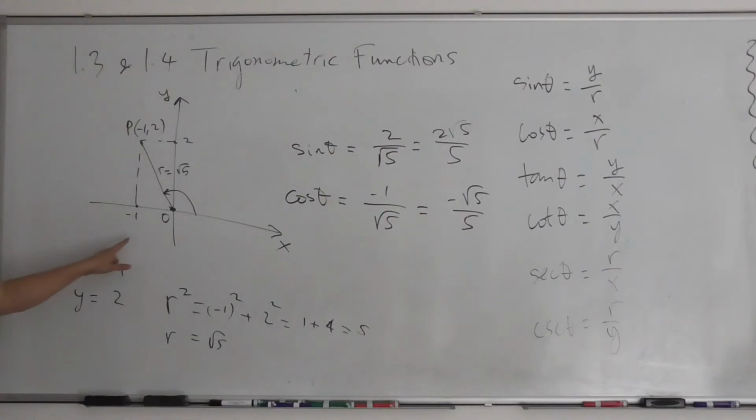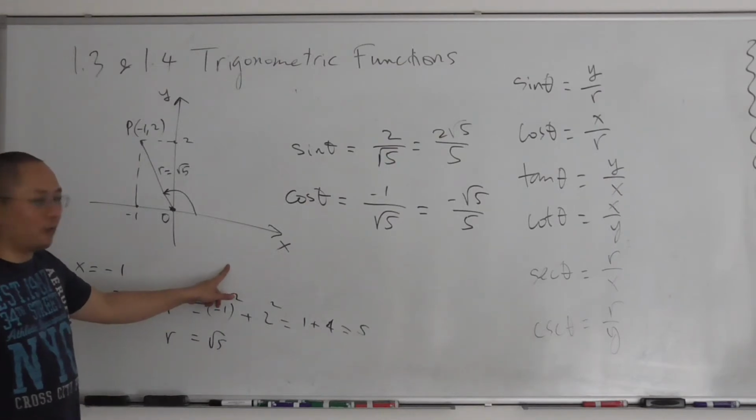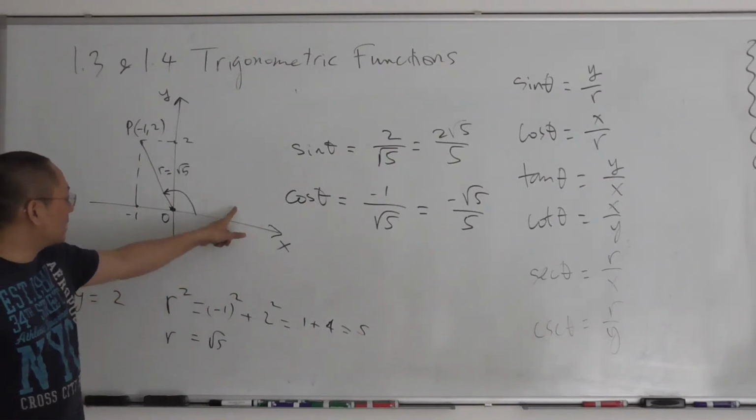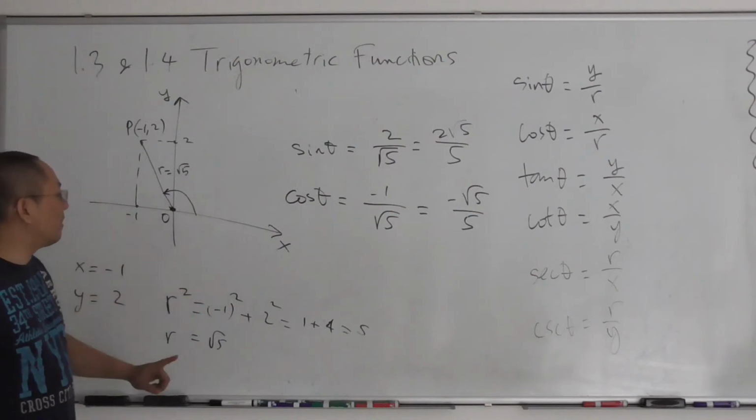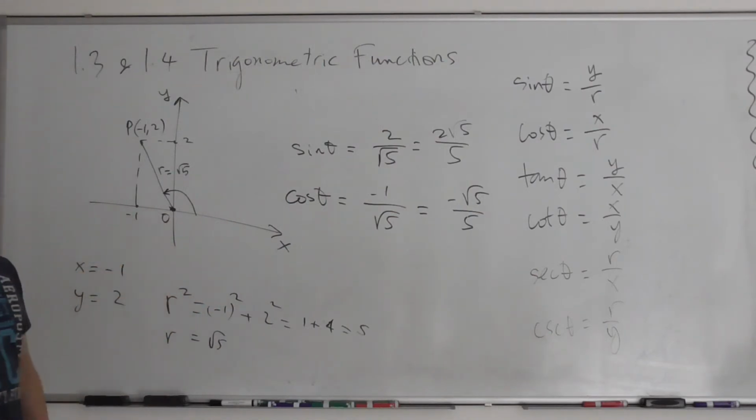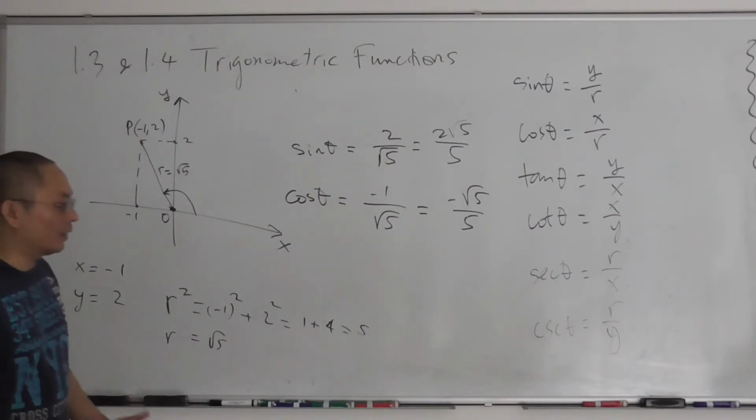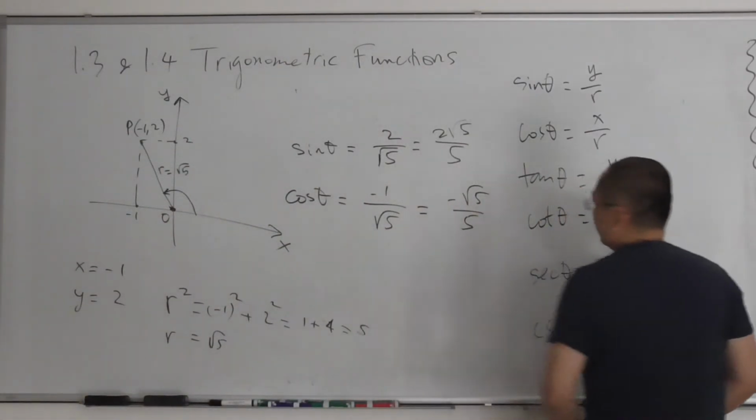So cosine will be negative, sine will be positive. Same idea, what if you have a point P on the third quadrant? Now what? Both x and y are negative numbers. And that means both sine and cosine will be negative. And if you have a point on the fourth quadrant, then what? X will be positive, which means cosine will be positive, but y will be negative, that means sine will be negative numbers.